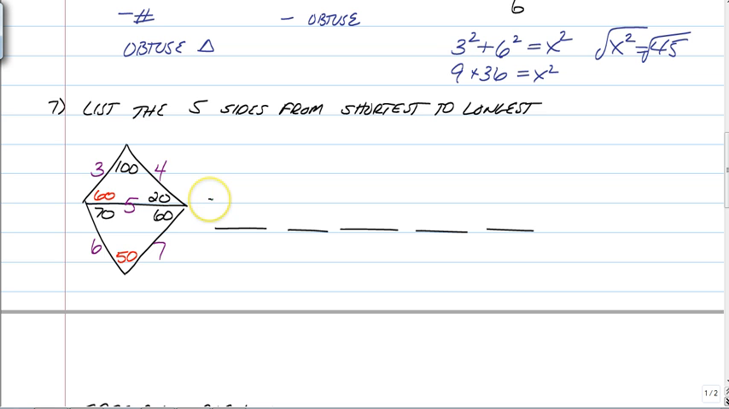So all you have to do is then just name or list the sides. And in this case, I forgot to give you letters. So it would be AB, AD, BD, BC, and CD.